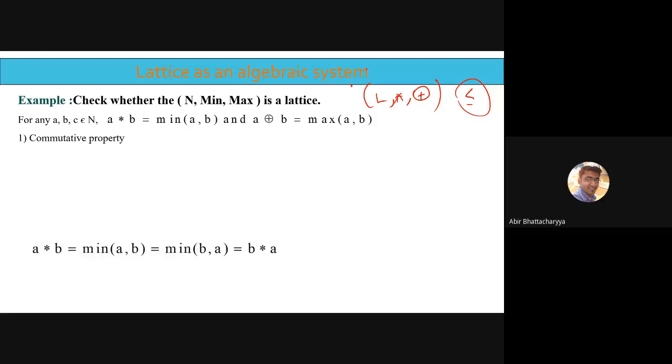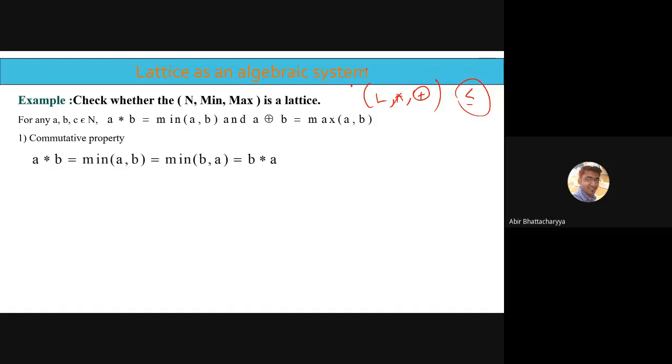The commutative property states that A star B equals the minimum of A, B, and we know that A and B are natural numbers. So obviously we can write the minimum of B, A. Either you can write the minimum of 15, 17, or the minimum of 17, 15. Both are the same. So the minimum of B, A means B star A. That means A star B equals B star A. So the commutative property holds true.